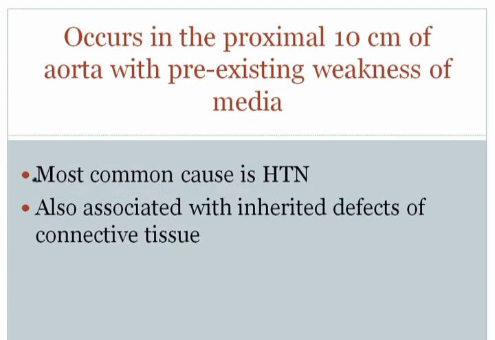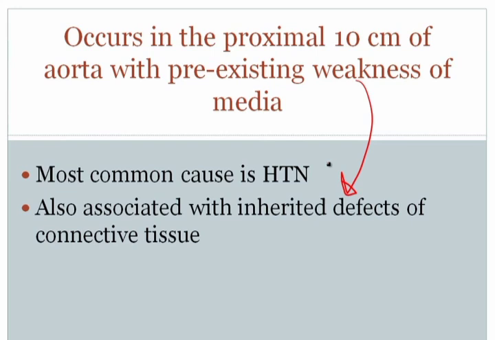The other way by which you can get weakness of the media would be to have an inherited defect of connective tissue. Remember that the media contains a lot of elastic tissue, especially in that initial portion of the aorta that comes off the heart. And so if a patient has a defect of fibrillin, which is also called Marfan syndrome, remember that fibrillin is the molecule upon which elastic fibers are laid down.